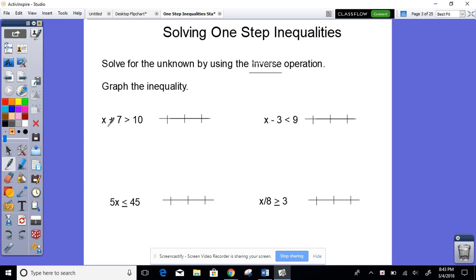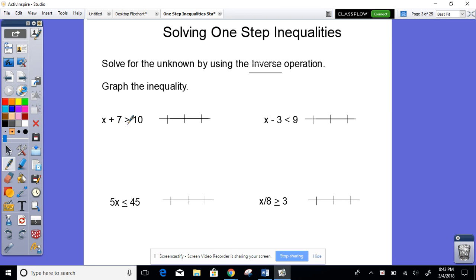So x plus 7 is greater than 10. We need to be able to graph this, but we need a specific number to put on the graph. There is no specific number for x because inequalities have infinite answers. So to be able to solve for this, I'm going to have to use the inverse operation. So how do I get x by itself?